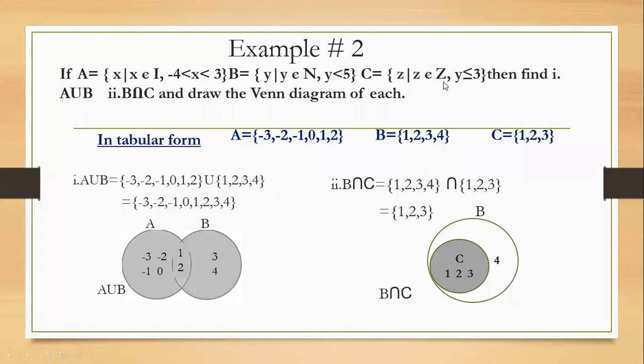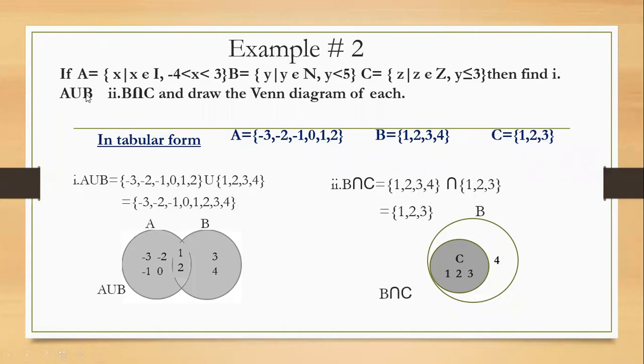C contains the set Z. What is the meaning of Z? Positive integers. Okay. I represents integers and Z represents positive integers. Positive integer less than or equal to 3. That means 1, 2, 3, less than or equal to 3. That means 3 is also included.